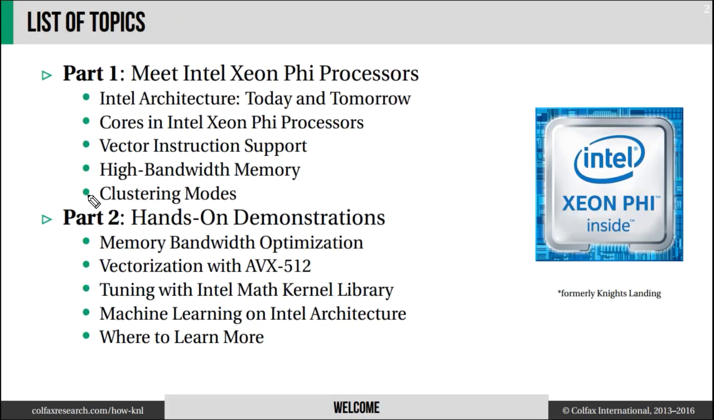This episode concludes part 1 of the workshop, and in episode 6 we will start the hands-on part, where I will run several demonstrations of performance optimization on Intel Xeon Phi processors.